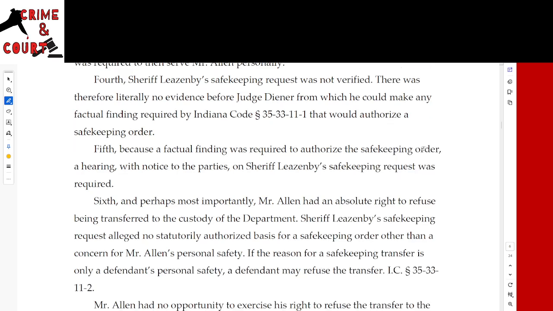Fourth, Sheriff Lesenby's safekeeping request was not verified. There was therefore literally no evidence before Judge Diener from which he could make any factual finding required by Indiana Code 3533.11.1 that would authorize a safekeeping order. Fifth, because a factual finding was required to authorize the safekeeping order, a hearing with notice to the parties on Sheriff Lesenby's safekeeping request was required.